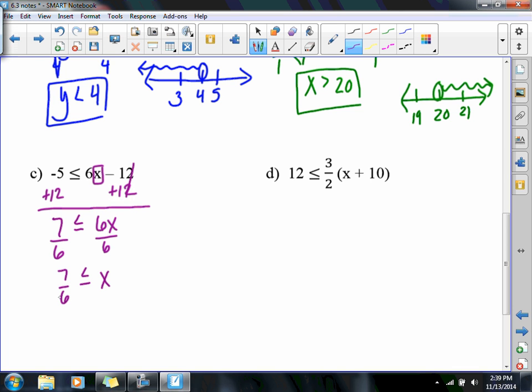Now I can leave my fraction improper like that. I can't reduce it, so I'll just leave it 7 over 6. And I'm going to rewrite my inequality now. So remember the 7/6 and the x flip locations, and then I have to flip the inequality sign.